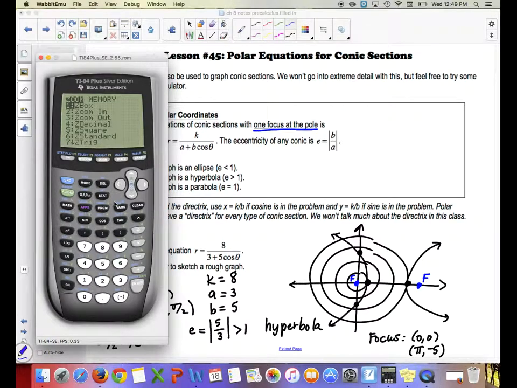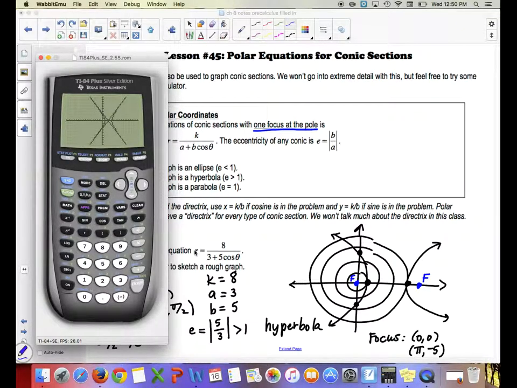And then I want to make it like square. So I'm going to do zoom square, which just makes all of my little squares actually squares. So you can tell how wide it is. Okay, did you guys see that? Did you do zoom standard first? Do that first. Zoom 6.